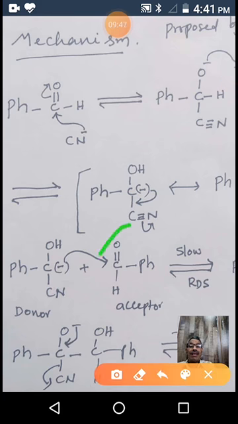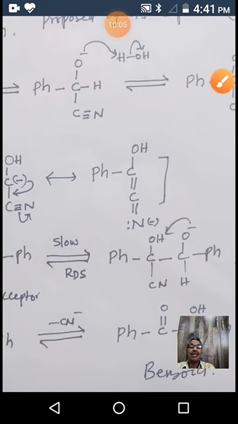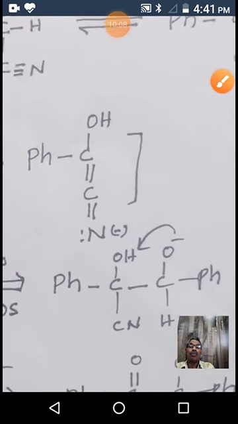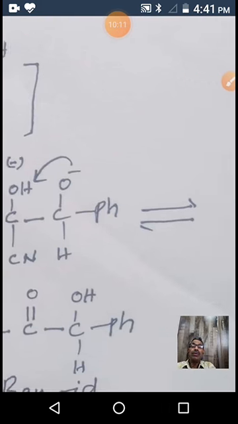So this stabilized carbanion attacks another benzaldehyde, especially at the electrophilic carbon. This is electrophilic in nature, as we know. This is a minus charge, so it acts as a nucleophile. This nucleophile attacks the carbonyl carbon, resulting in this type of compound. You see this one.